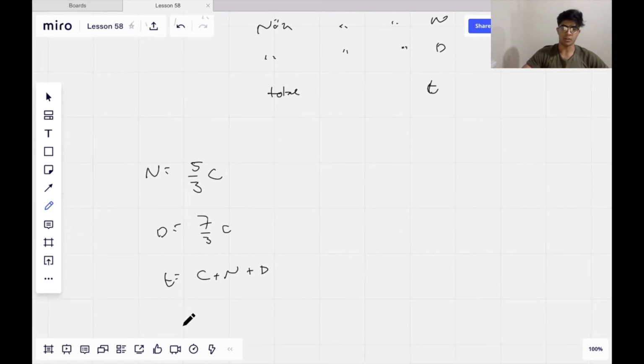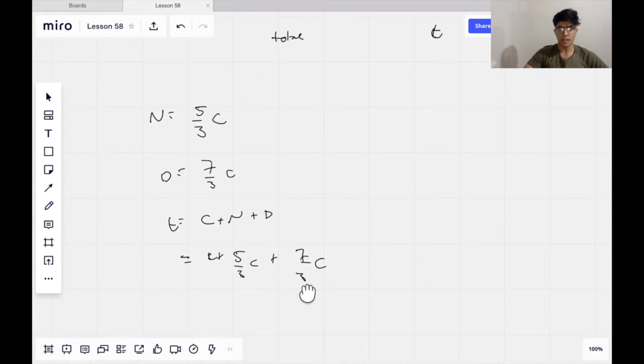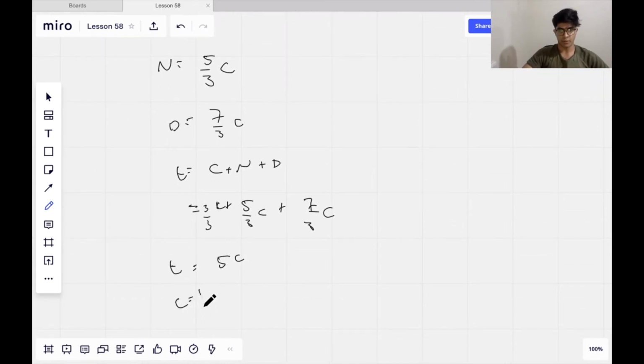If we put everything in terms of c, we have c, plus n, which is 5 over 3 c, and then d, which is 7 over 3 c. If we add those up, we have 1 plus 5 over 3 plus 7 over 3. So 3 plus 5 plus 7 over 3, so 15 over 3, which is 5. So 5c, so t is equal to 5c. So we know c is a fifth of the total. So Charlie gets a fifth of the total.